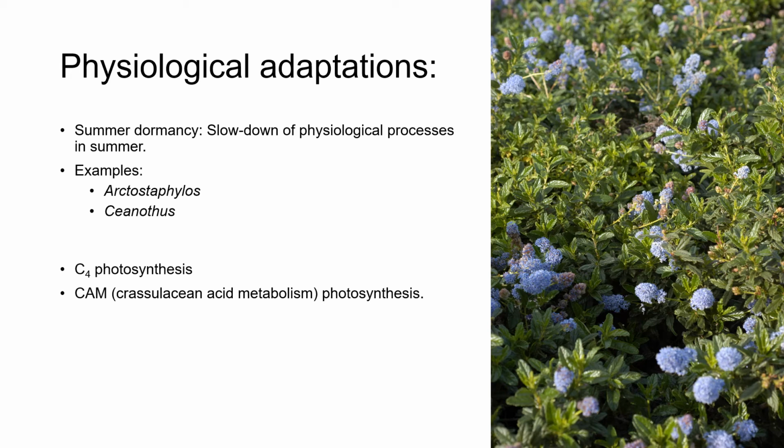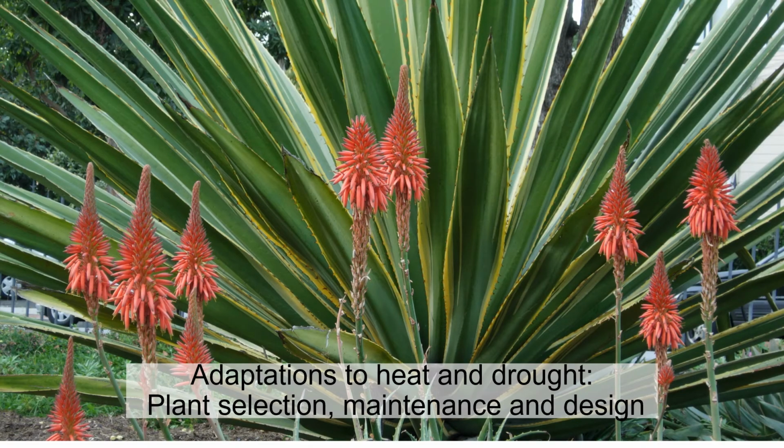Other physiological adaptations include alternative paths of photosynthesis, such as C4 photosynthesis and CAM photosynthesis, the crassulacean acid metabolism pathway. Both of these are looked at in the Introduction to Horticulture class, Hort 1A. So let's look now at how we can use some of these adaptations to heat and drought in our plant selections, plant maintenance, and our design.